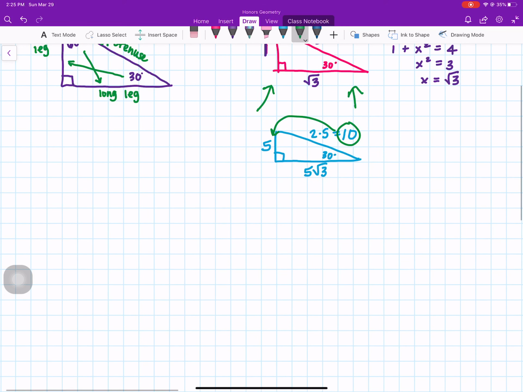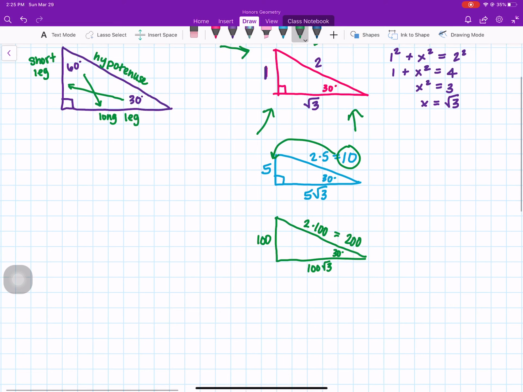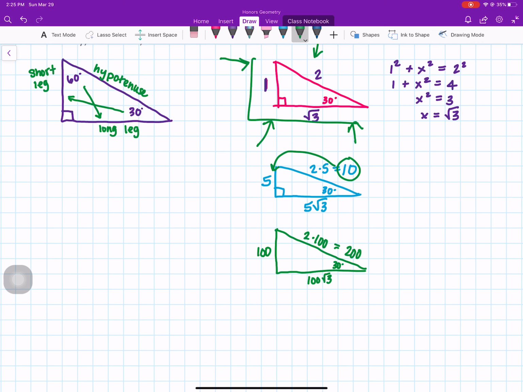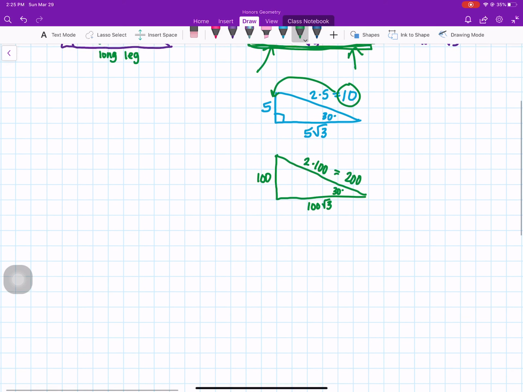So if you knew the short leg was 100, then the long leg would be 100 root 3, if that's the 30. And then the hypotenuse would be 2 times 100, which is 200. Now, again, if this is not in your notes yet, write it down because it is very, very important. Because not everything is going to be simple like these two problems that I just made up.